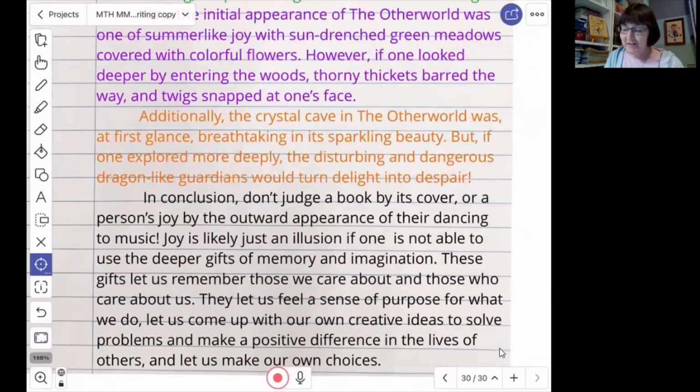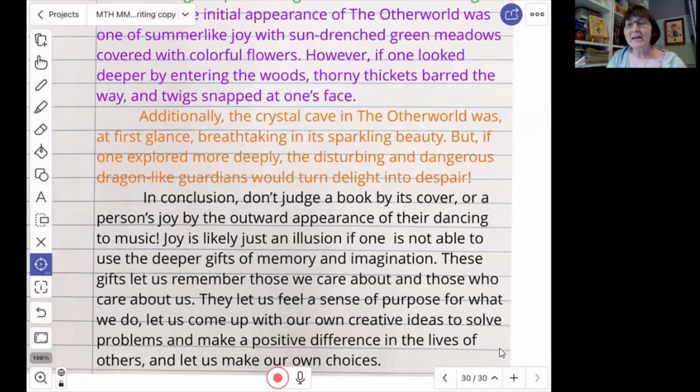And then for my conclusion, this is where I can really get into the theme and make my point about life, how I can take all of these examples and connect it to life. In conclusion, don't judge a book by its cover or a person's joy by the outward appearance of their dancing to music. That's a reference to those fairies in this story. So I'm saying that the expression we have of don't judge a book by its cover is similar to, in the story, don't assume that someone is full of joy just because they're dancing to music.